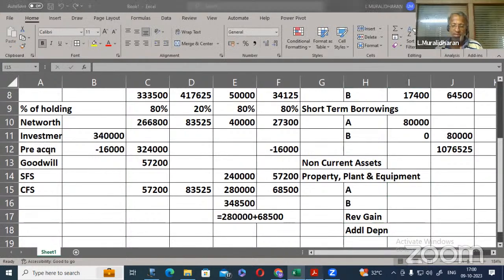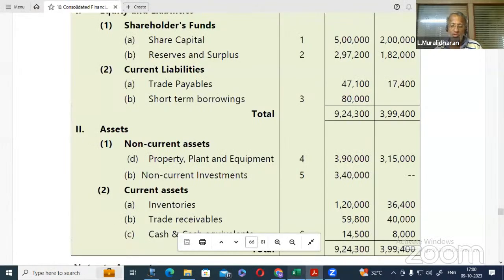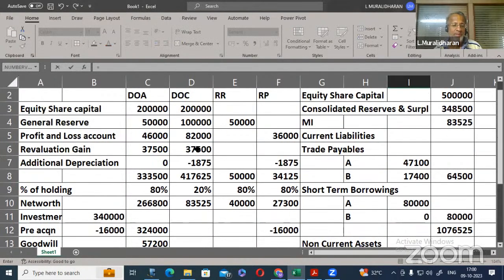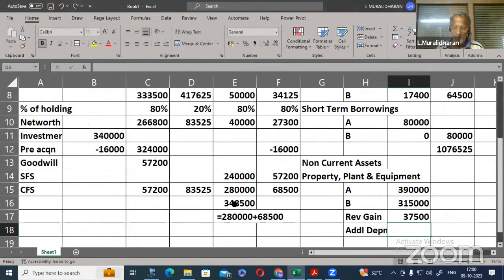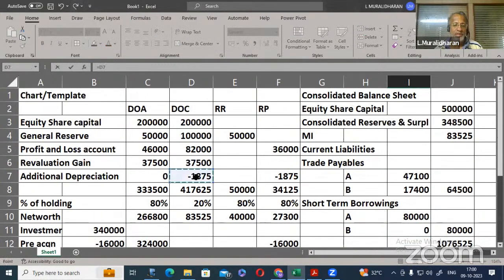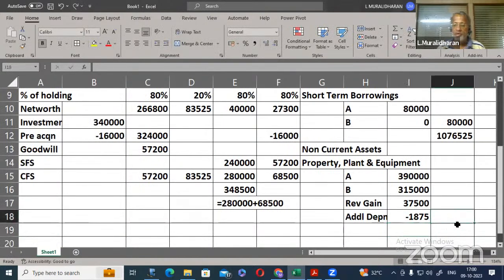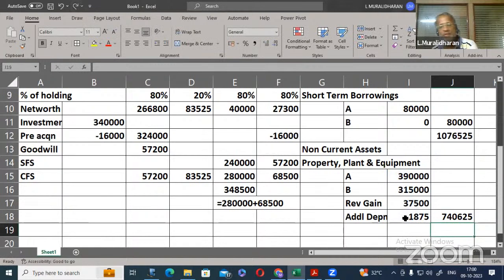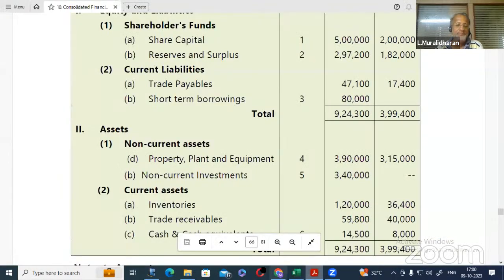So now let us pick up that for 390,000, then 315,000, and we know how much is the revaluation gain that we have updated: 37,500. Additional depreciation is 1875. Now we are expected to take the sum of these items, being 740,625. This is what we will have for property, plant and equipment.